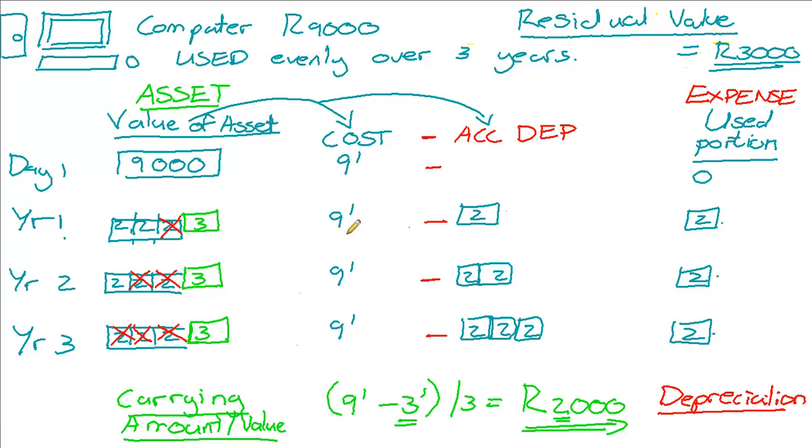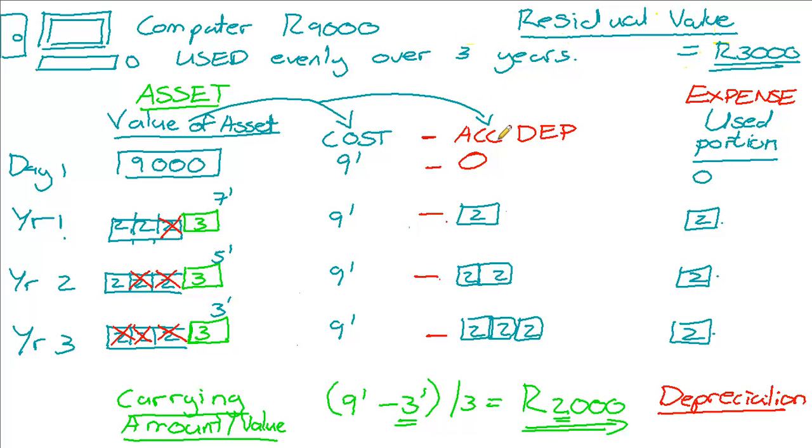And that is going to give me 9 minus the 2, which gives me 7. And 9 minus the 4 is equal to 5. And then lastly, 9 minus the 6 is going to give me my 3,000, which is what we have there.